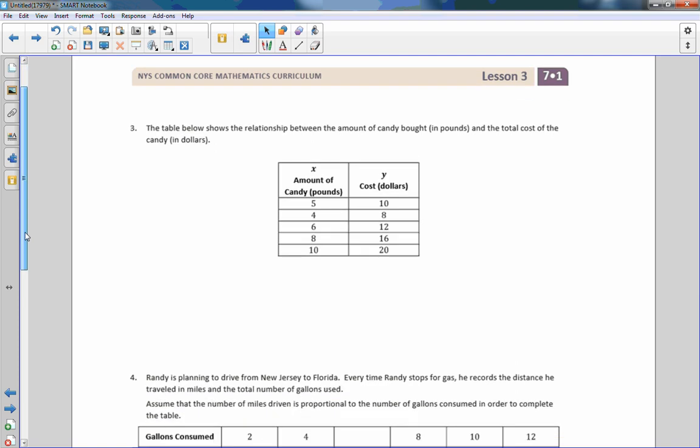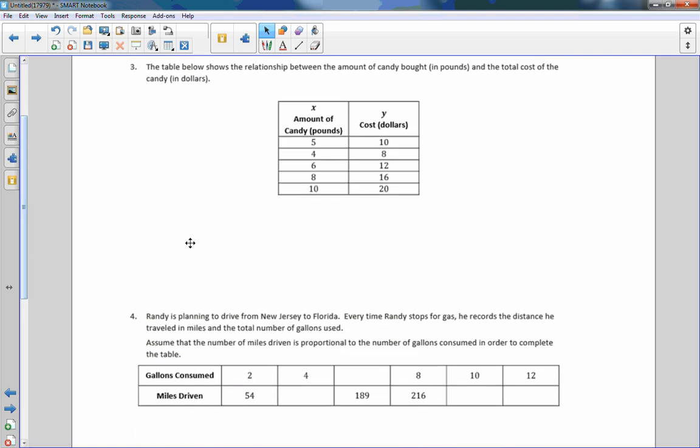Number 3. The table below shows the relationship between the amount of candy bought in pounds and the total cost of candy in dollars. So this is another example of this, so we're just going to do the same thing. 10 divided by 5 equals 2. 8 divided by 4 equals 2. 12 divided by 6 equals 2. 16 divided by 8 equals 2. And 20 divided by 10 equals 2.